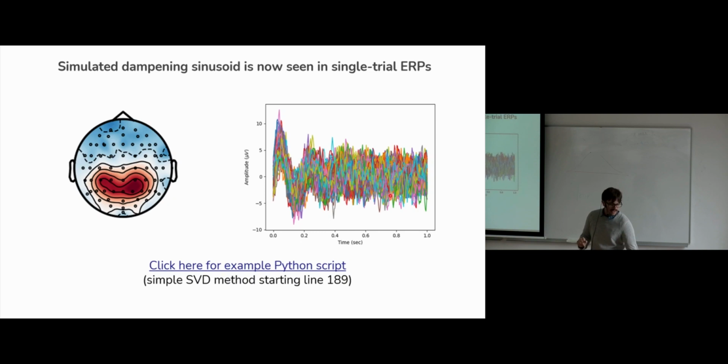real data. And now this is all the trials of the EEG in this component, and I can obviously see this dampening sinusoid. Yes, it's still noisy, but I've really improved my signal-to-noise ratio. So a really simple point, but I think oftentimes a simple decomposition is useful.